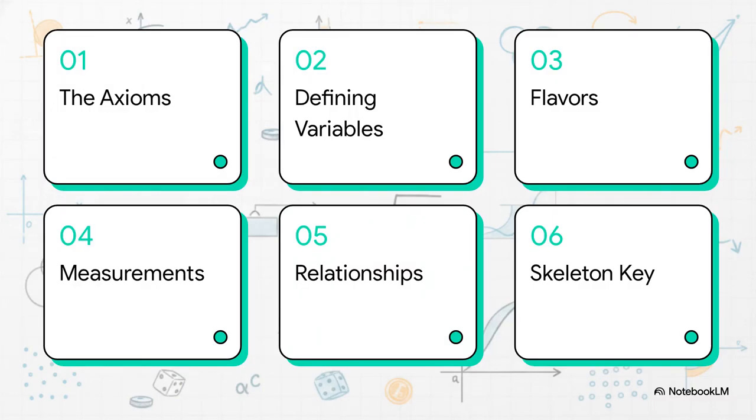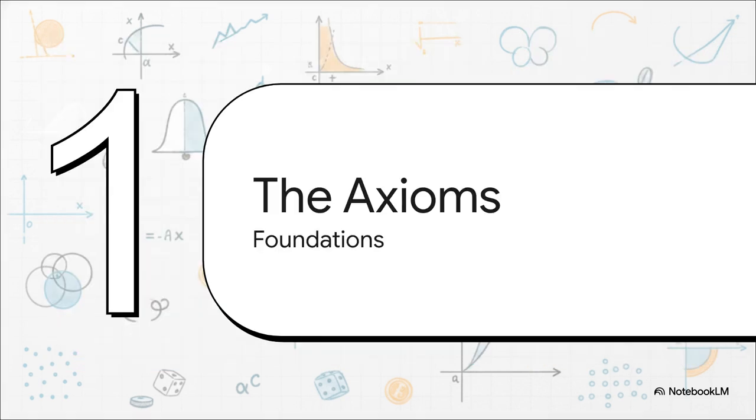Here's our roadmap for today. We'll hit 1. The axioms, 2. Defining variables, 3. Flavors, 4. Measurements, 5. Relationships, and finally, number 6, the skeleton key. Let's get to it. Starting with Section 1, the foundations of probability.